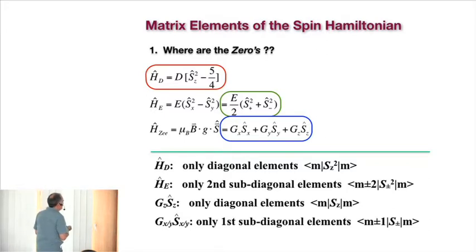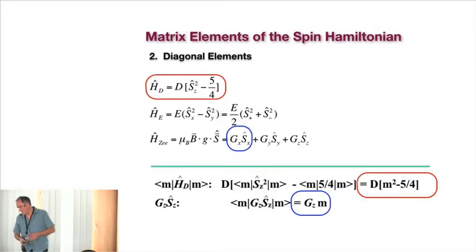So here it is summarized. The HD operator yields only diagonal elements. The rhombicity yields only the second subdiagonal. The SZ operator gives diagonal elements, and the other one the first subdiagonal. Very easy, very simple. And the second subdiagonal. Okay, these are these elements. We can easily calculate these elements.